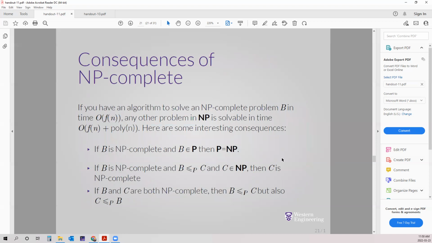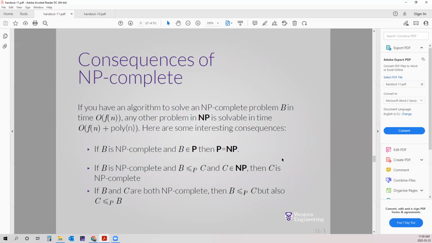What are the consequences of NP problems or NP-complete? If you have an algorithm to solve an NP-complete problem B in a time of big O of f of n, any other problem in NP is solvable in time big O of f of n plus a polynomial factor of n. Here are some interesting consequences.